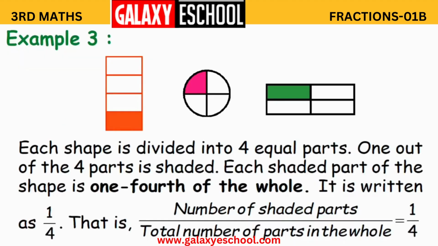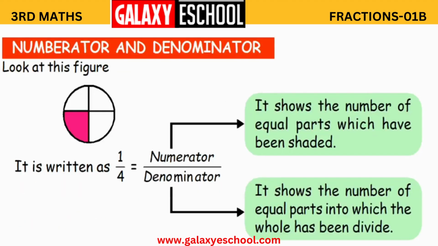What was this? Fraction of a region. Region means a single object which was divided here. And then we have written the fraction for each shaded part. Now look at this figure. It is written as 1 by 4. Yes or no? Yes. So it is divided into 4 equal parts. 1 is the number of shaded parts divided by 4, that is the total number of parts, children.